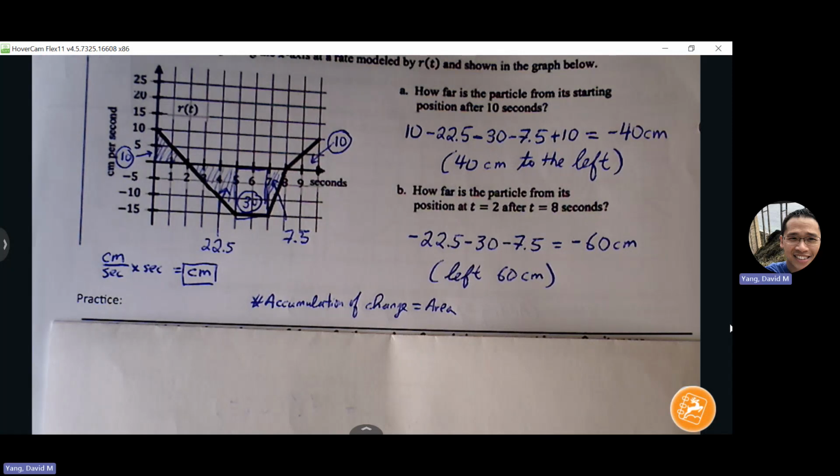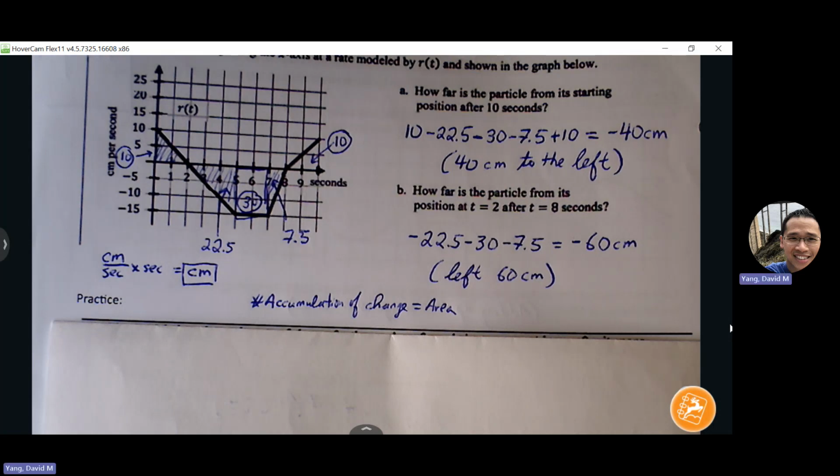Sometimes being able to understand that the area above and below represent different units, and the area involved in the problem, is sometimes the starting point for us to be able to answer the questions that FRQs are setting us up to do. So we're just building those skills. Okay, any questions with number 3?